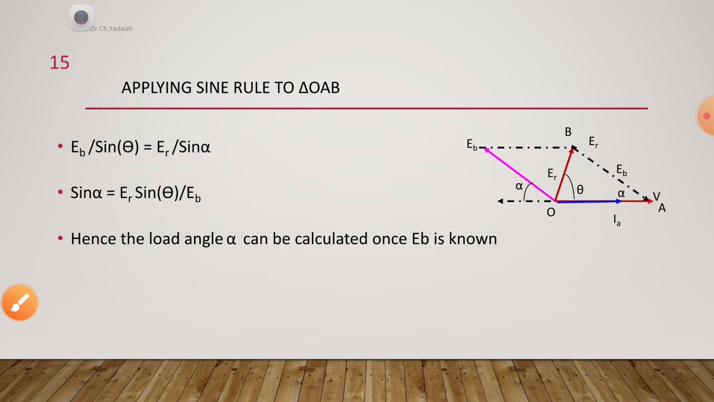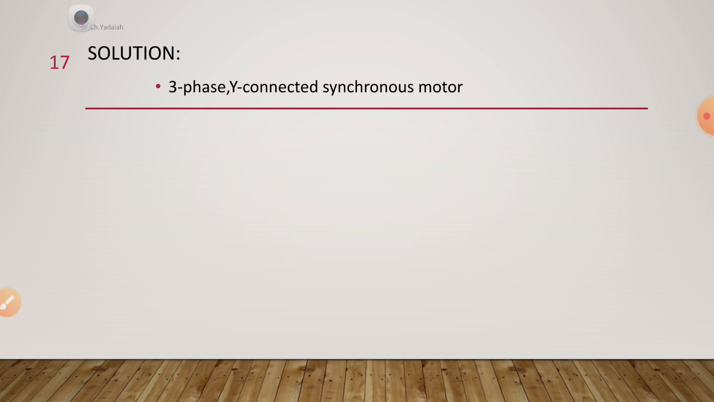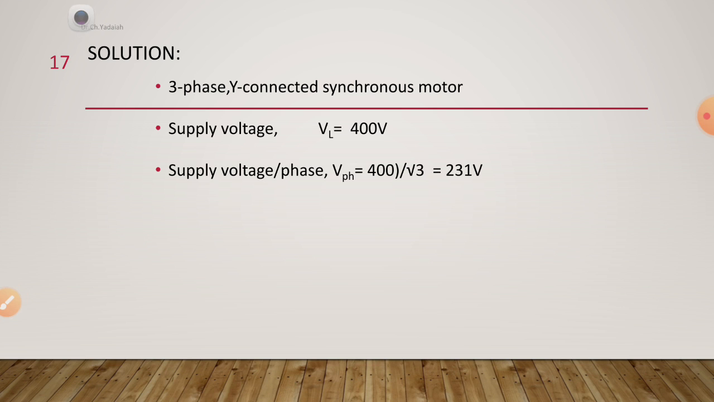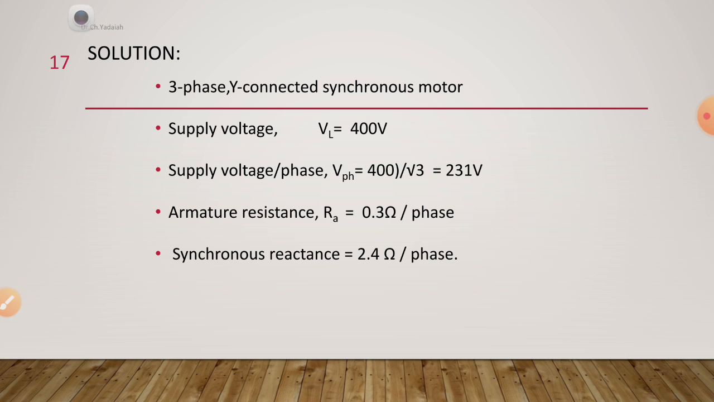Here, three phase star connected synchronous motor, given data: supply line voltage is equal to 400 volts. Supply voltage is converted to the phase voltage, that is 400 by root 3 for star connected, then 231 volts the phase voltage. Now armature resistance 0.3 ohms per phase is directly given, and synchronous reactance also they have given, and power factor cos phi is also 0.8 leading.